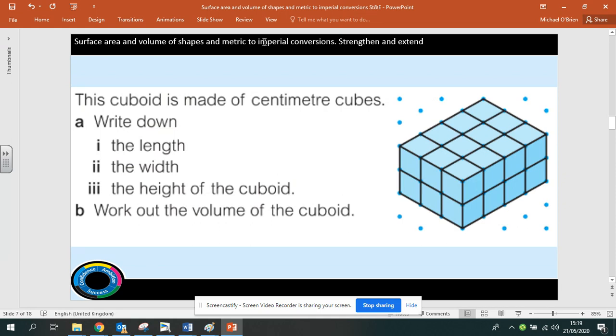Okay, bit of a change now. We're going to move away from surface area, and make a start on volume. There's a nice simple shape, a nicely scaffolded question. Just work your way through it just like you've just done. Pause the video, turn it back on when you're ready.